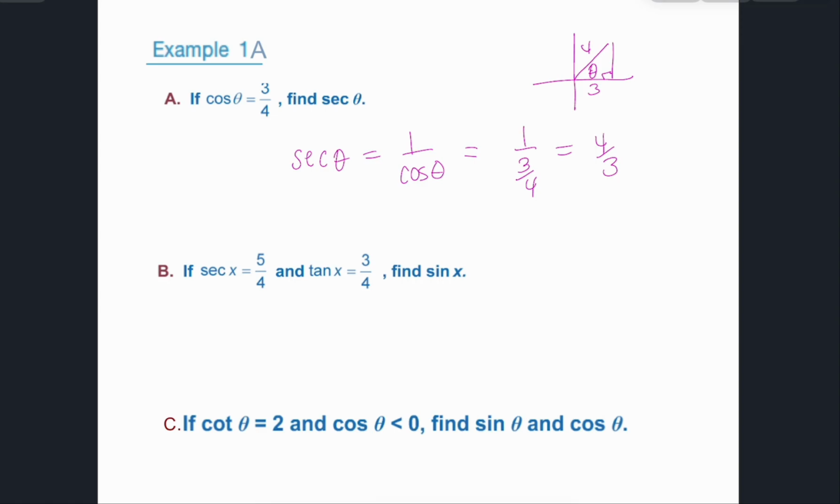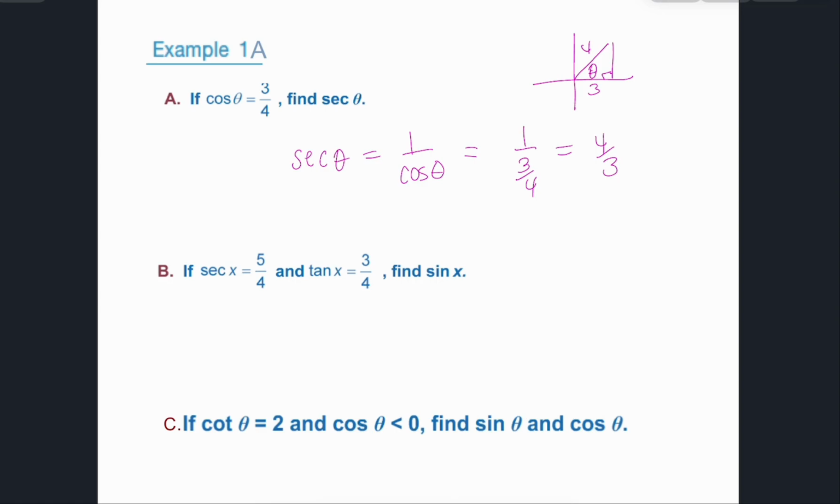So let's look at what we know. If the secant is 5/4, we know the cosine. If the tangent is 3/4, we know the cotangent. Those don't help us too much. We have an identity. So instead of building a triangle with an opposite of 3, a hypotenuse of 5, and an adjacent of 4, you could do that. It's perfectly legit.